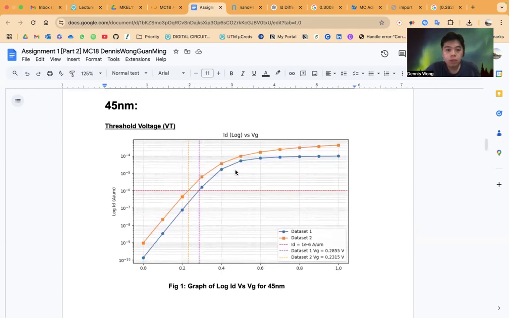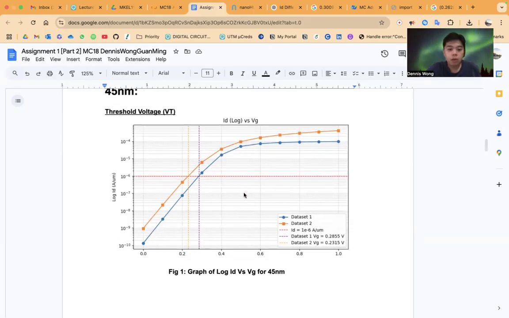So if we jump into the simulation results for the 45 nanometer transistor, if we look at the threshold voltage here, this is actually the ID to VG graph, and we plot the graph to get the threshold voltage. So keep this in mind. We will now compare this graph to the graph of the 30 nanometer FinFET.